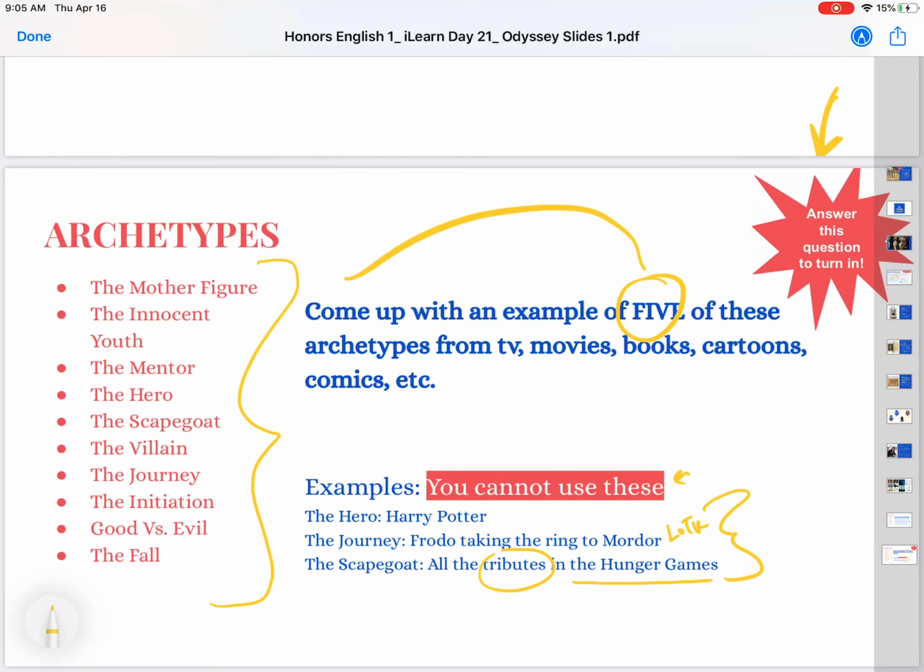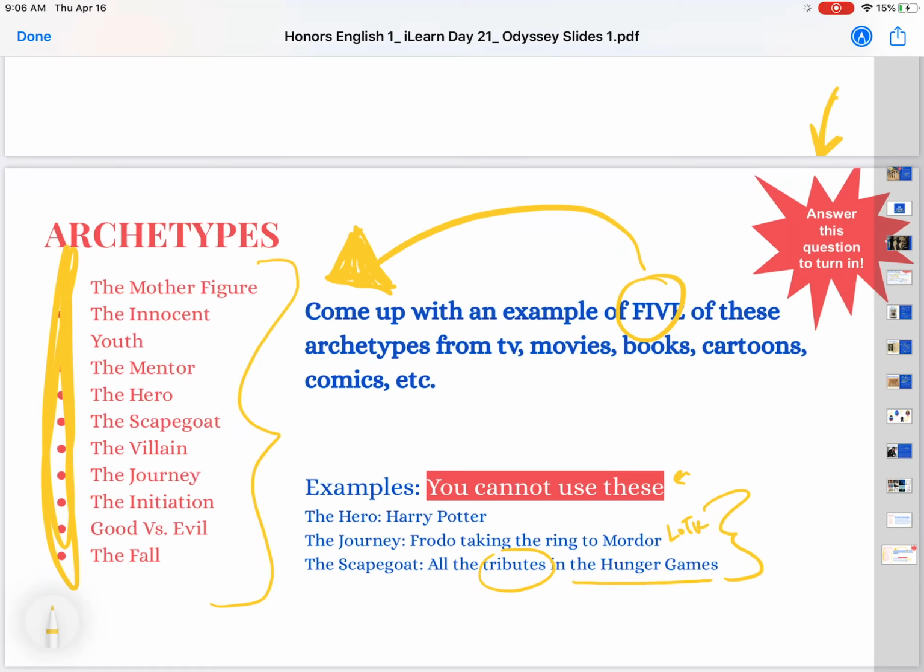Anyway, you're going to choose 5. So choose 5 of these. If you want to get real fancy, you can look up other archetypes. There are way more than this. And you can choose some of those and find examples. If you were in my mythology class last trimester or this trimester, you should have a much longer list of archetypes that you're more than welcome to use, but otherwise just pick 5 of these.